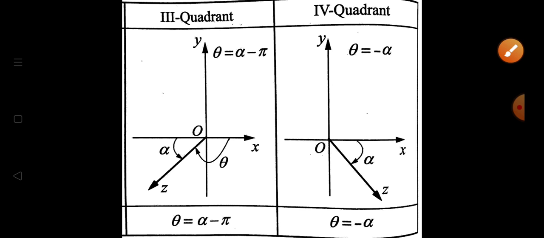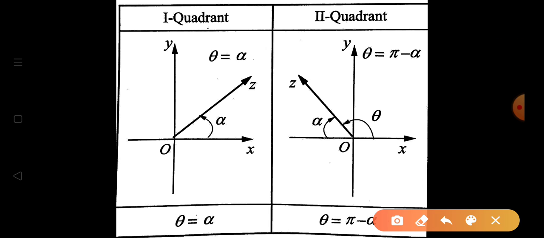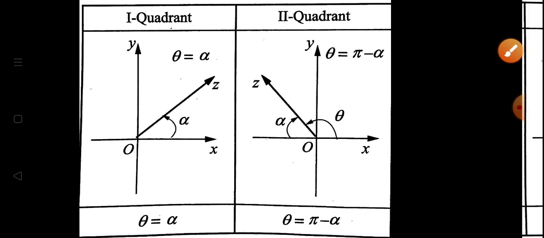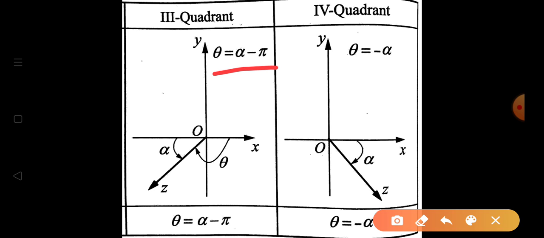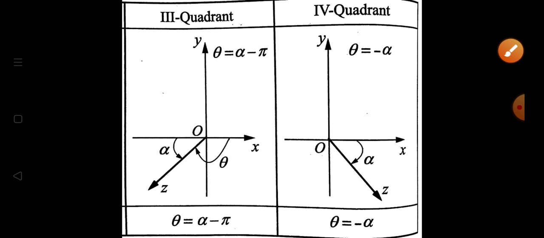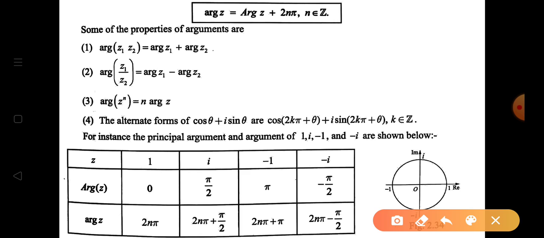Okay. You must memorize these in the four quadrants. First quadrant, theta is equal to what? Alpha. Second quadrant, theta is equal to pi minus alpha. Third quadrant, theta is equal to what? Alpha minus pi. Fourth quadrant, theta is equal to minus alpha. Okay, very good.